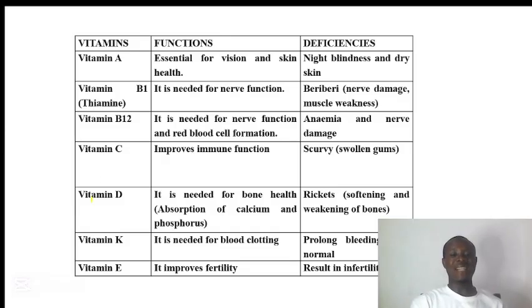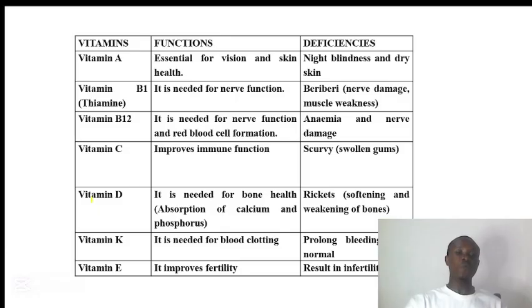We call it ADEK. They are the fat-soluble vitamins. That means they are the ones that can dissolve in fat. And we have the water-soluble vitamins, that is vitamins B and C. Vitamins B and C are the water-soluble vitamins. That means they are the ones that can dissolve in water.